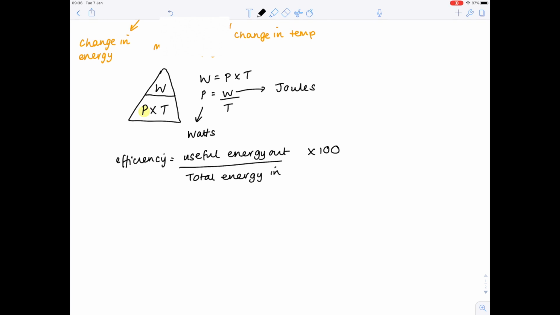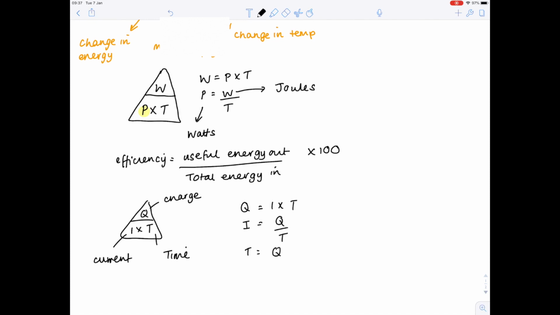In terms of electricity, this equation triangle is very important. So QIT, where Q is charge, I is current, and T is time. If we're after charge, therefore, we can see that we do current times time. If we're after current, we do charge divided by time. And if we're after time, we do charge divided by current.